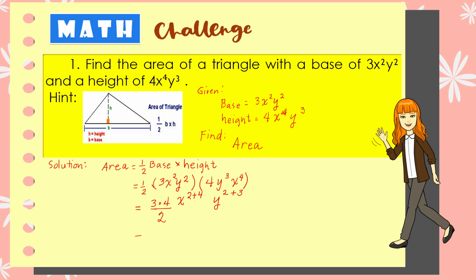So, we will have 12, 4 divided by 2 is 2, and then 3 times 2 is 6. And then x, 2 plus 4 is 6, and then y, 2 plus 3 is 5. So, this is the area of the triangle: 6x to the 6th power multiplied by y to the 5th power.